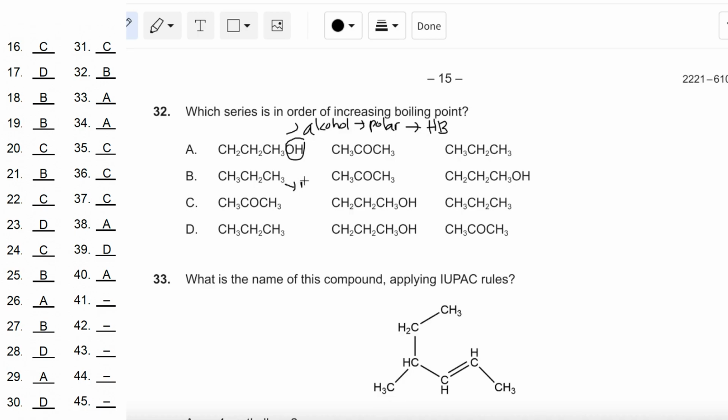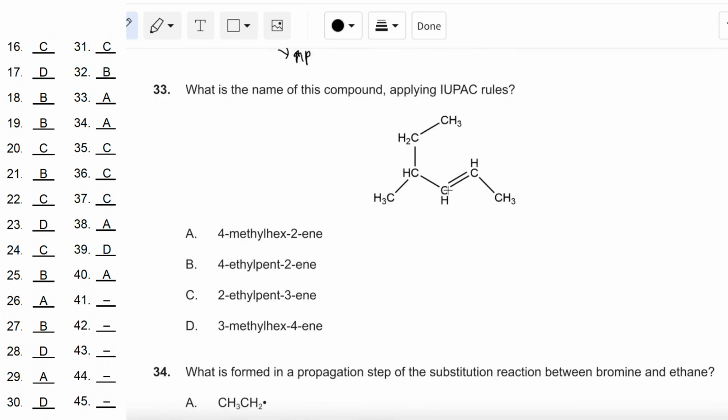Alkane is non-polar. What about ketone? Ketone is also polar. Alkane here is non-polar. Now we have two polar ones, which are ketone and alcohol. But if you compare alcohol and ketone, which one has the strongest bond? Alcohol is the strongest as it contains hydrogen bonding. For increasing boiling point, alcohol should be here. So the answer will be B.